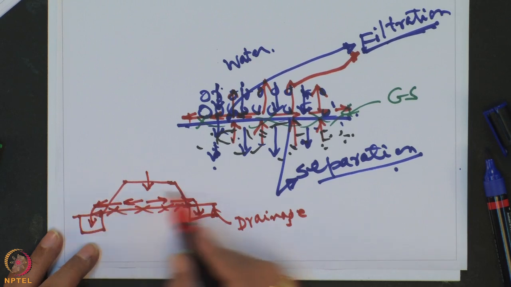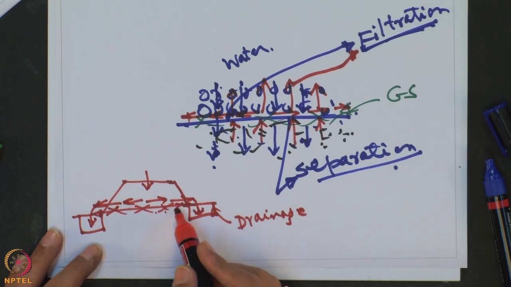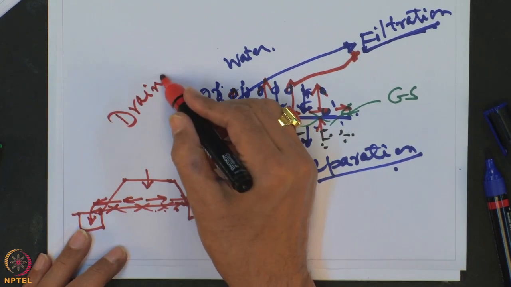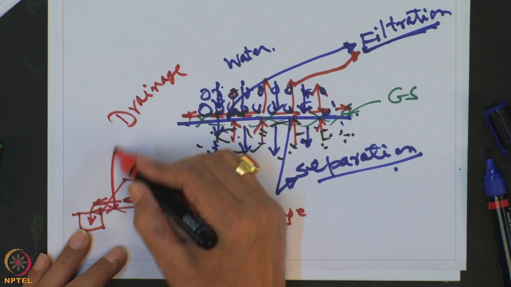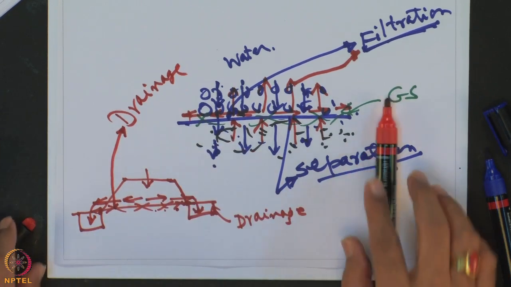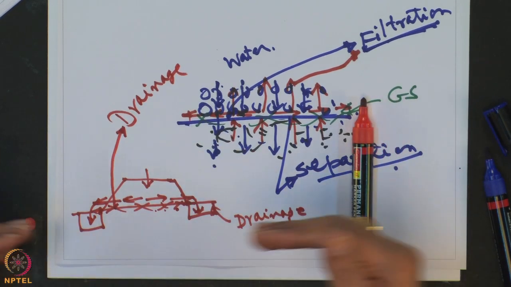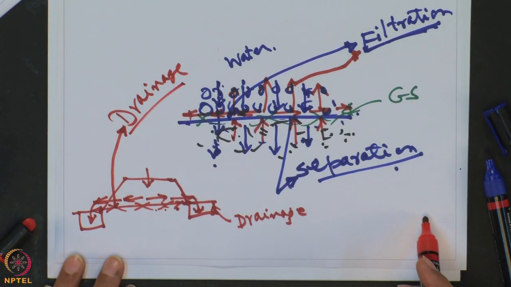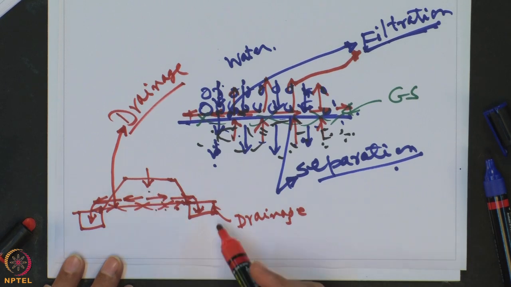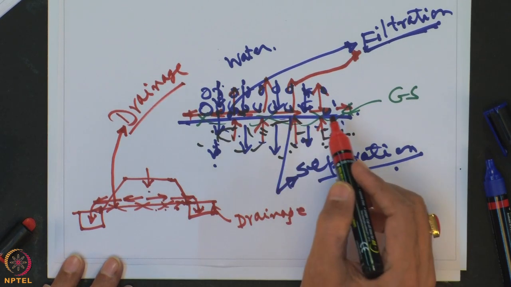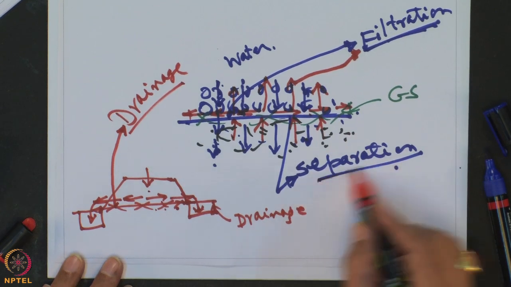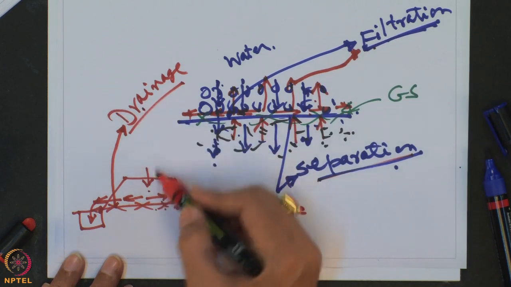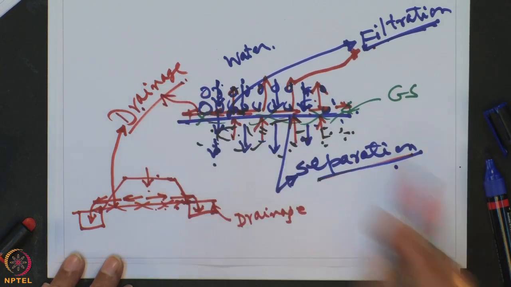So, here the geosynthetic material acts as a drainage, because I say that water will pass along the plane of the geosynthetic material. So, that is the reason the geosynthetic material acts as a drainage. For the same material, it acts as a separation, it acts as a filtration, and also it acts as a drainage.